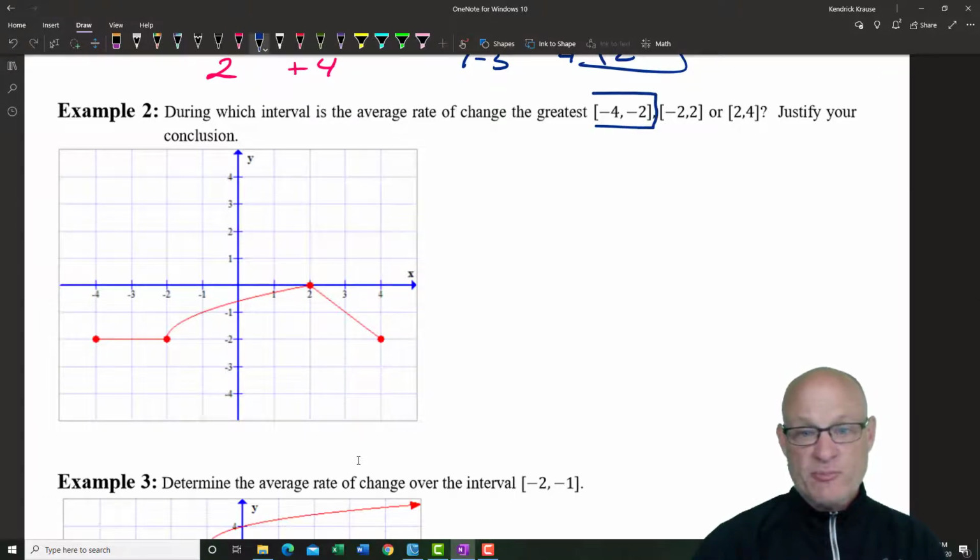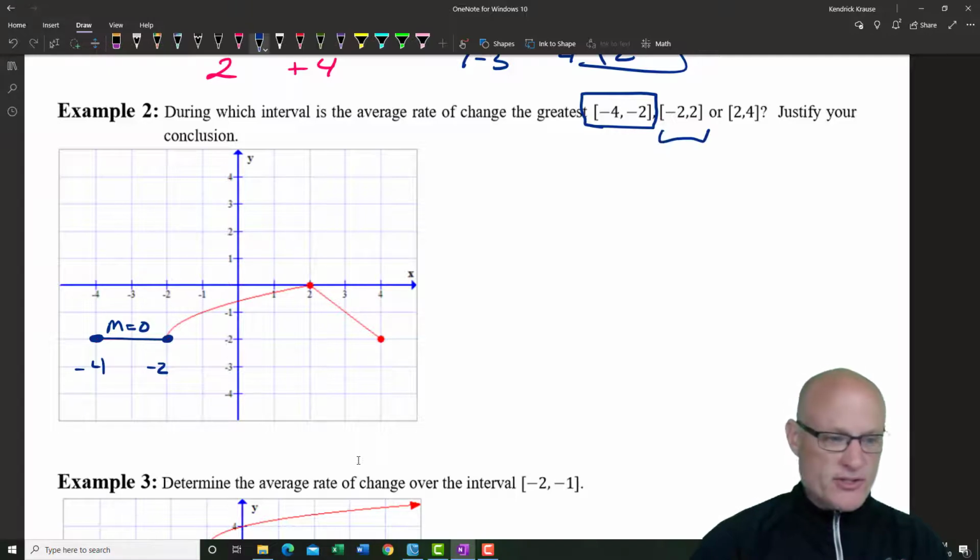So we've seen this picture before. No, we've seen something similar to this. So what is the average rate of change from here to here? Because that's the first interval, from -4 to -2. Well, it's just the slope of that line, which is 0. This interval from -2 to 2, it's the slope of that line right there. That's the average rate of change.